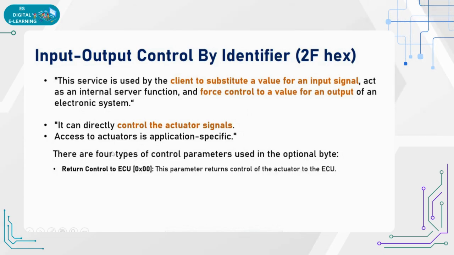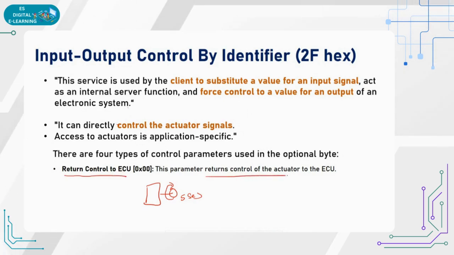Okay, there are 4 types of control parameters. The first one is return control to ECU. This is a sub function. Return control to ECU means, for example, the fan starts rotating, right? For 5 seconds it rotates and it stops again after 5 seconds. That is part of return control to ECU. This parameter returns the control of the actuator to the ECU.